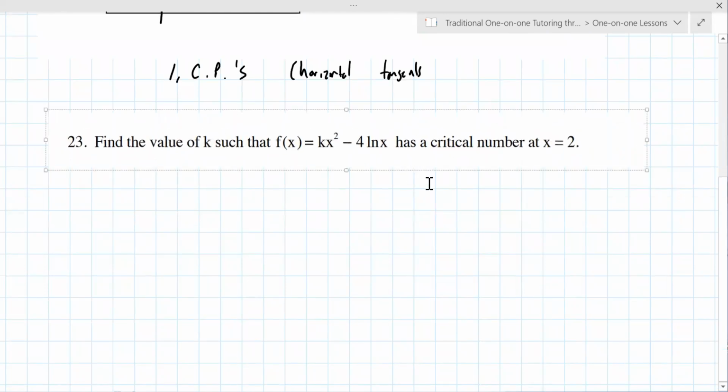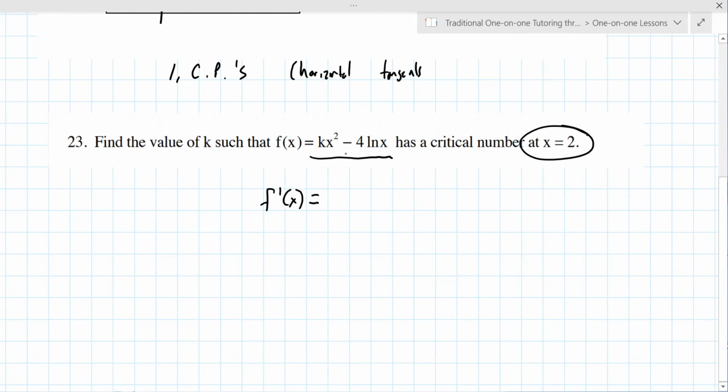So, all right, find the value of k such that f of x equals kx squared minus 4 natural log x has a critical number x equals 2. So we have to find the derivative of this function. So k is a constant. K is like 3, 5, -2. What is the derivative of x squared? So this whole thing should probably be like 2kx, to the power of 1, minus, what's the derivative of natural log of x? This is 1/x, so 4 times 1/x.